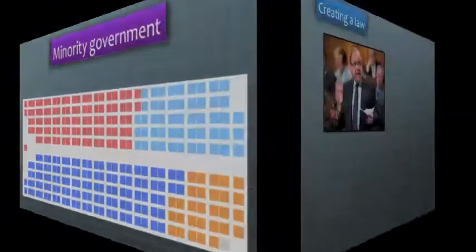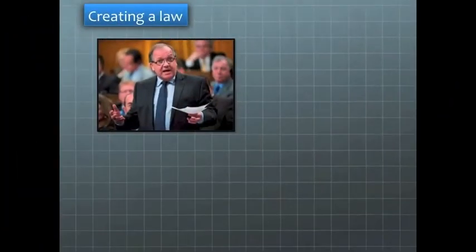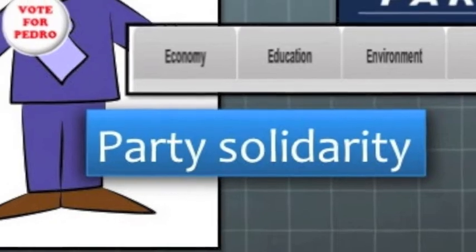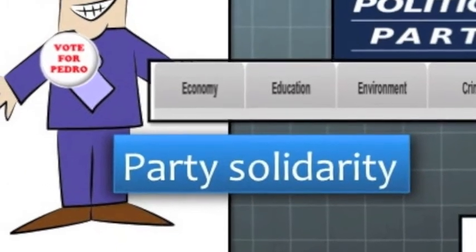Let me explain why. When someone wants to create a law, they usually will get the governing party to introduce it in the House of Commons as a bill. A bill is a document that outlines the proposed law. While other members in the House of Commons can introduce a bill, we call that a private member's bill. It usually doesn't get very far, because if the governing party supported it, they would have had their executive introduce the idea. In every party, there is an expectation of party solidarity.